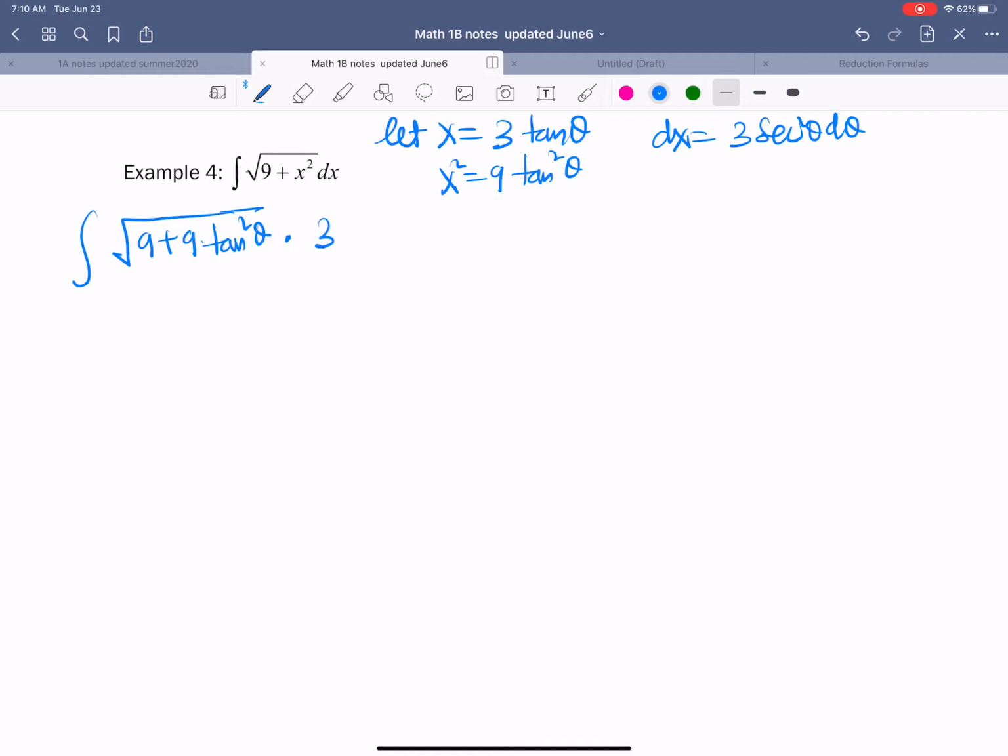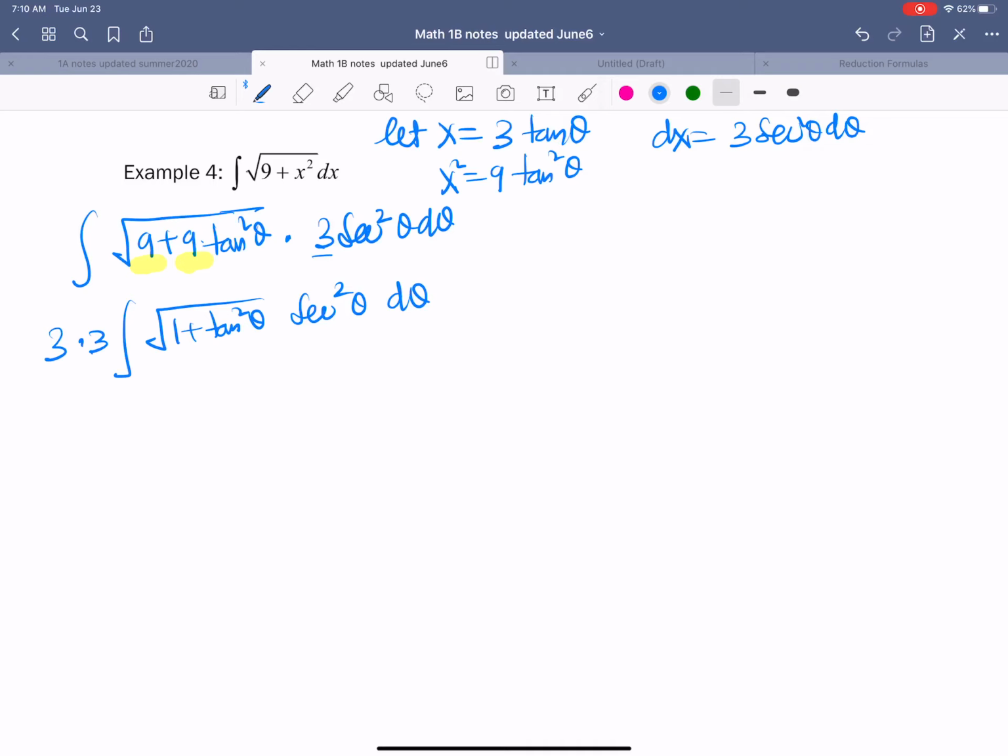And dx is 3 secant squared theta d theta. All right, so let's see what we can do now. I see a common 9 inside the square root, so I can pull out the square root of 9, which will leave me with the 3. I can pull out another 3, and I have 1 plus tangent squared theta secant squared theta d theta.